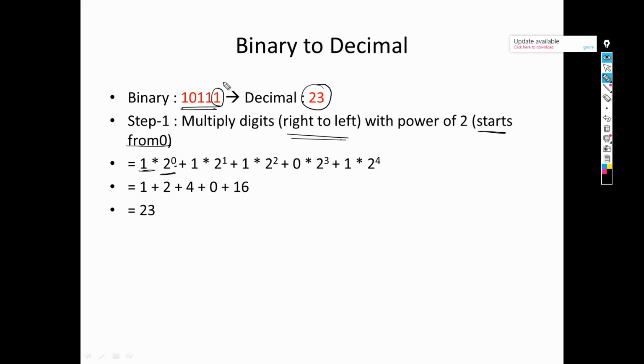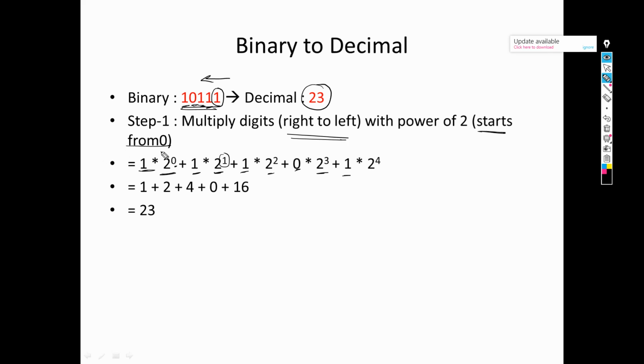Then we will be moving from this side to this side. So the next digit is 1. So again 1 into 2 power 1, as the power is to be increased. Then again the third digit is 1, so 1 into 2 power 2. Then the fourth digit is 0, 0 into 2 power 3. And then the last digit is 1, 1 into 2 power 4.